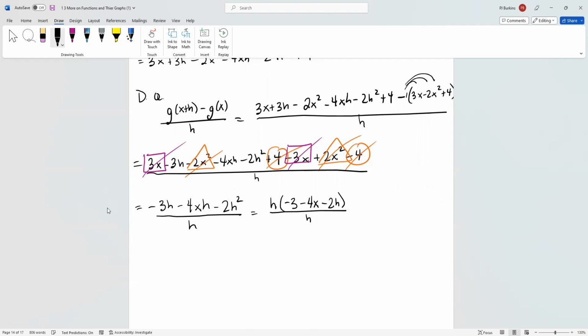This is all divided by h. And so the whole reason I just did that is now these cancel. And I am left with minus 3 minus 4x minus 2h. And then every single term that's left, you'll notice in this part right here, has an h, because then I can divide out the h, and then I'm left with my final answer here.